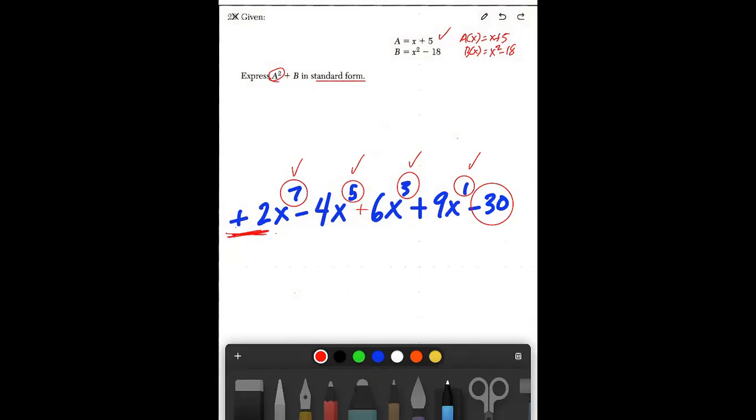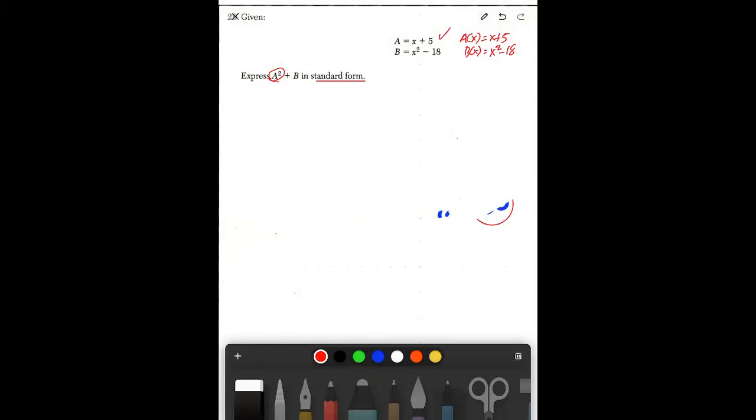Got it? All right, so now I'm going to erase this because I just made that up to show you what standard form is. Now we're going to actually do the multiplication. It says we have a equals x plus 5, and we have to square that. So we're going to have a squared equals x plus 5 squared. Since I squared this side, I also have to square this side.